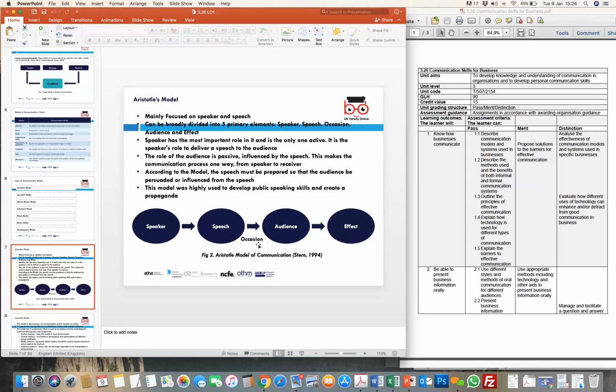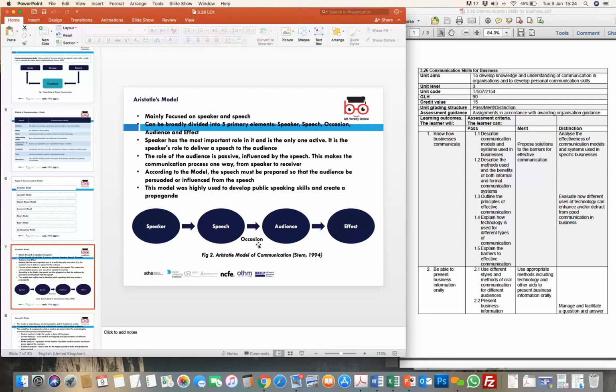So in this particular model, because it was linear, primarily focused on what the speaker was saying, the speaker's role became the most important, and he was the only one predominantly involved in speaking. The others were only nodding yes or acknowledging what they were receiving as a message. Now, the drawback is that the audience is passive. That means you only get to see a reaction from the audience.